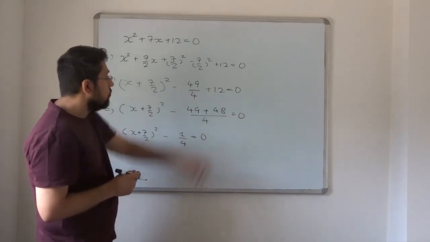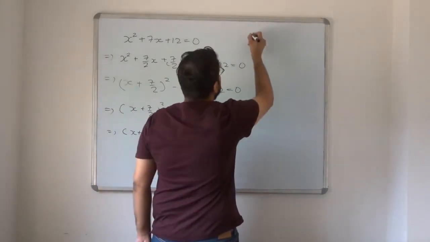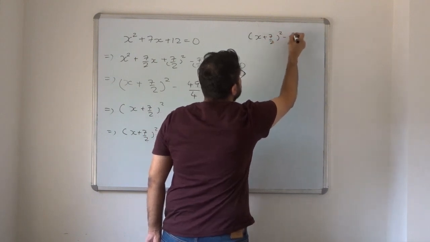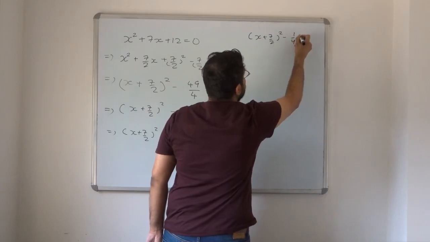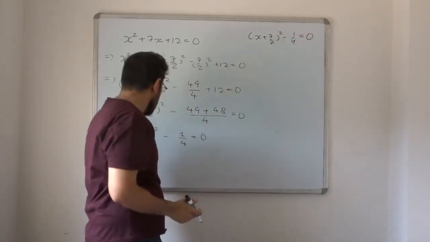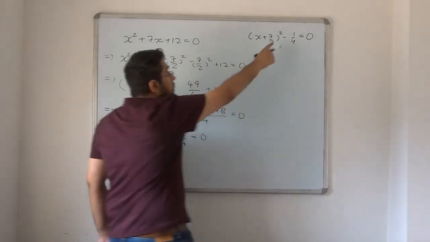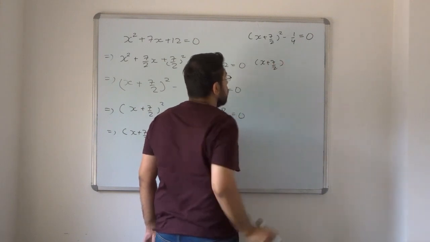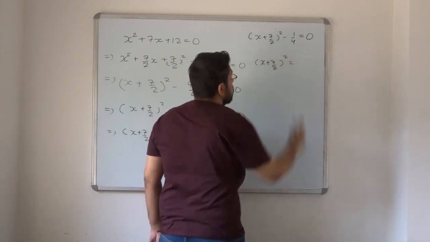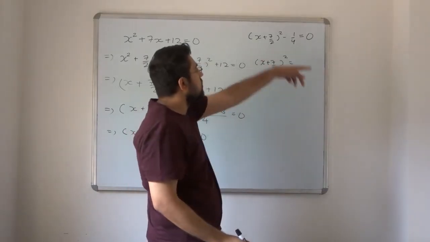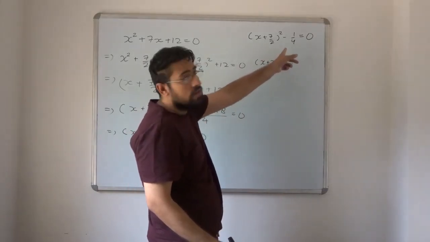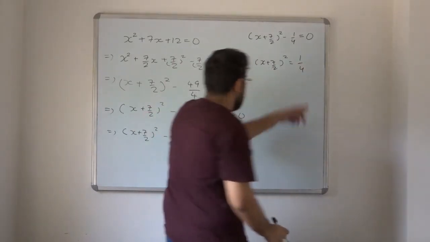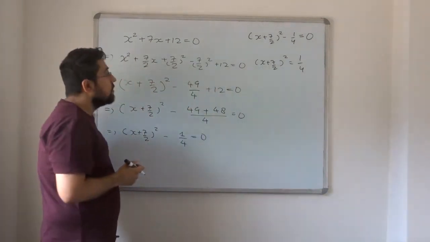Now we'll go to this side. So basically you have x plus 7 by 2, minus 1 by 4 equals 0. The next step after this, you have to transpose 1/4 to the other side. When we transpose 1/4 to the other side, because it's negative on the left hand side, on the right hand side it's going to be positive. So now what is the next step?